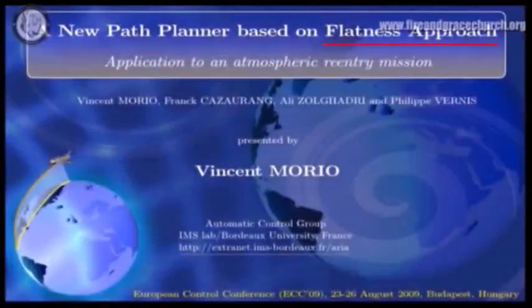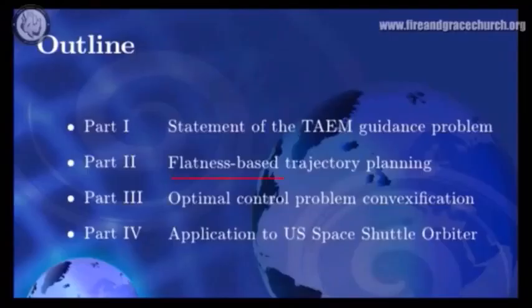Now, here's a doctoral dissertation by a PhD candidate that became part of this European Control Conference. In fact, I guess he graduated, but this doctoral dissertation that he began to speak to, I guess, the European Space Agency or whatever: a new path planner based on flatness approach, application to an atmosphere reentry mission. This was designed for the space shuttle, quote, reentry. And it's funny, they put orbit and reentry and stuff like that into quotations. Notice the outline of his doctoral dissertation.